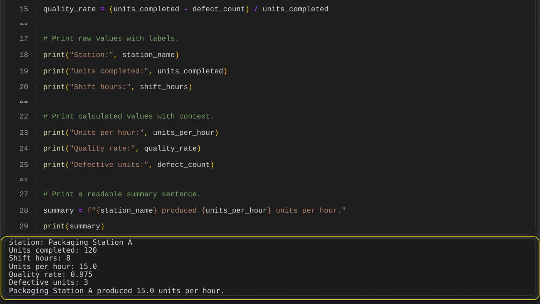This script models performance at a packaging station by reporting basic shift information and key production metrics. It shows the station name, completed units, shift length, defect count, hourly output, and quality rate. It then summarizes the station's performance with a short statement of how many units are produced per hour.